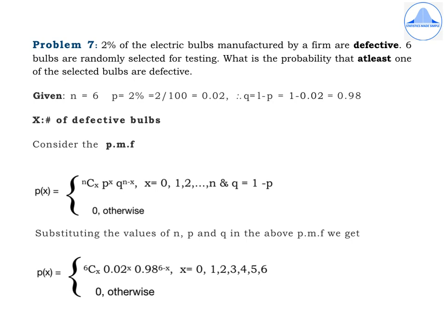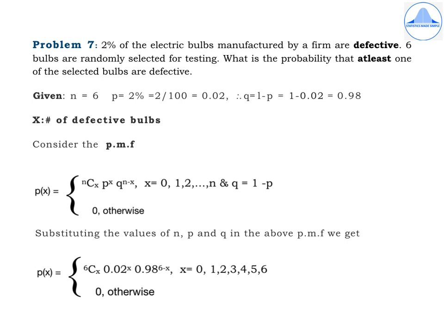Problem 7. 2% of the electric bulbs manufactured by a firm are defective. 6 bulbs are randomly selected for testing. What is the probability that at least one of the selected bulbs is defective?